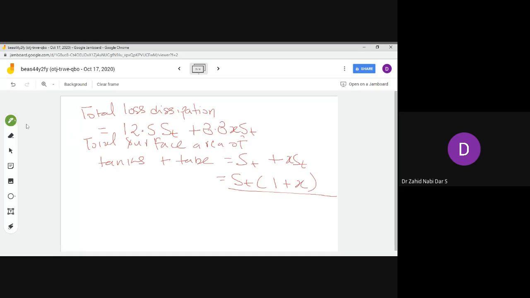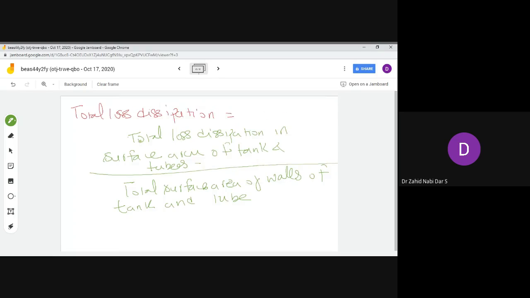Now if we have to calculate, if we have to substitute, the total loss dissipation in surface area of tank and tubes. So what is the surface area of the tank and tubes? It's 12.5 st plus 8.8 x st. So this is equal to the total loss dissipation.